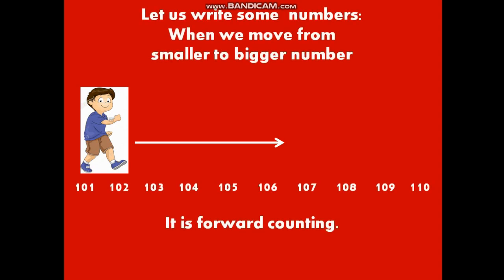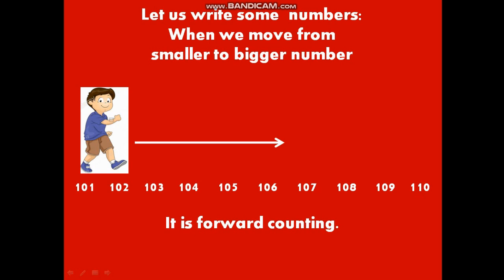Let us write some numbers when we move from a smaller to a bigger number. Now this concept you are aware of. So when we do it, how do we do it? Let us start forward counting from 101. 101, the next number is 102, 103, 104, 105, 106, 107, 108, 109 and 110.